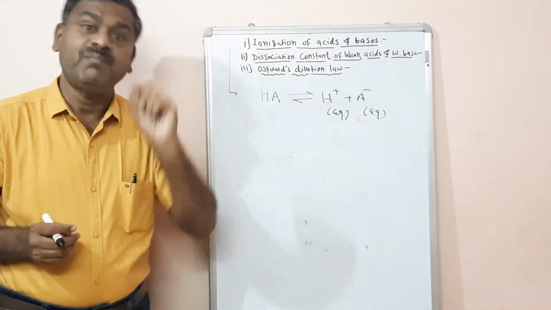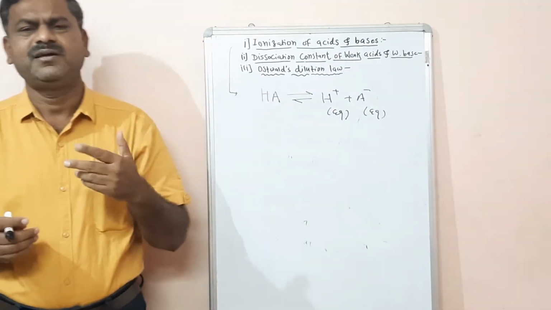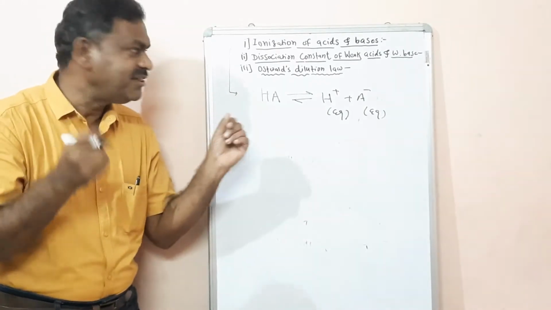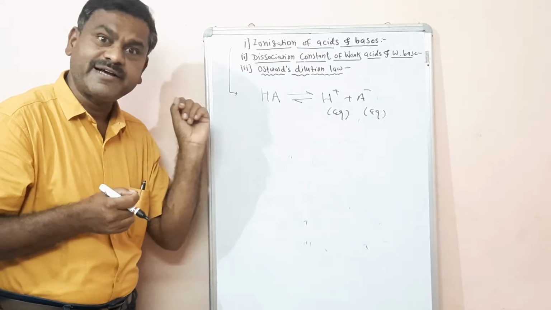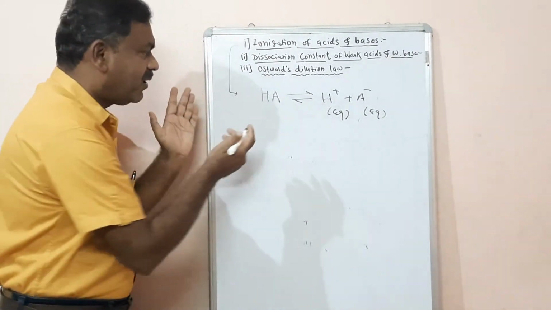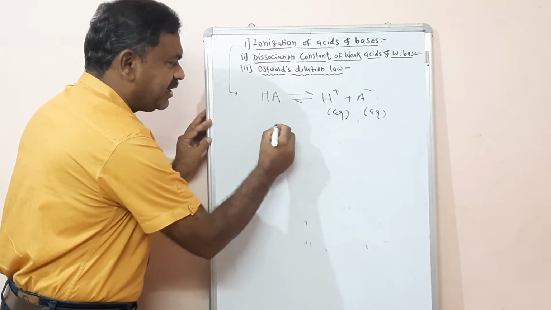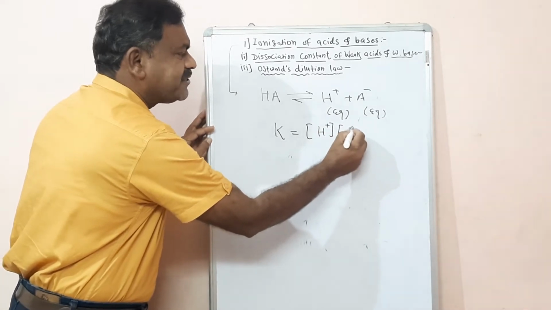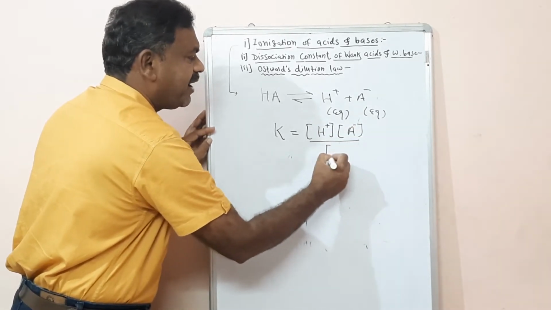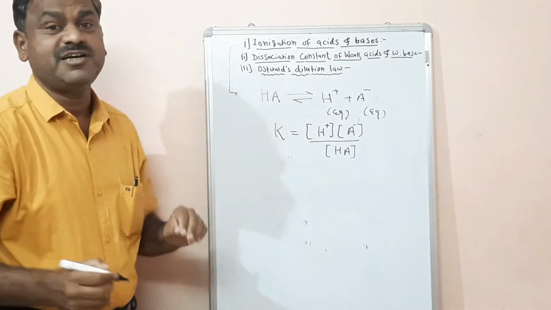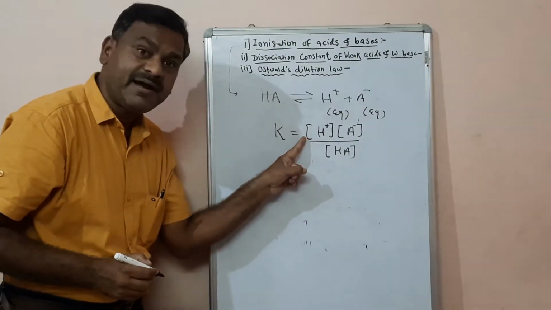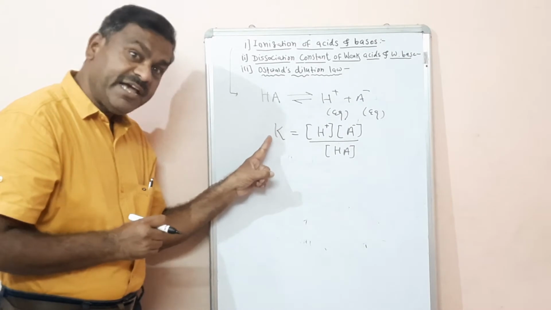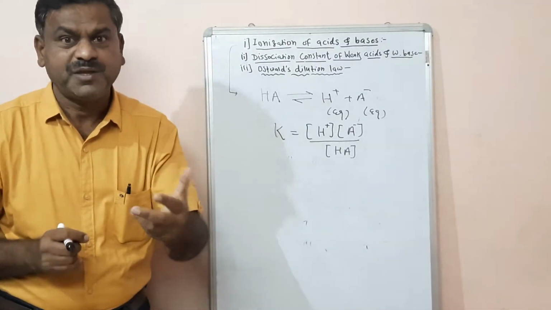According to the law of mass action, which we have already seen in the 11th year, if you apply this law of mass action to this reaction, the equilibrium constant K is equal to the concentration of H plus times the concentration of A minus divided by the concentration of HA. The square bracket indicates molar concentration. This K is nothing but the equilibrium constant.